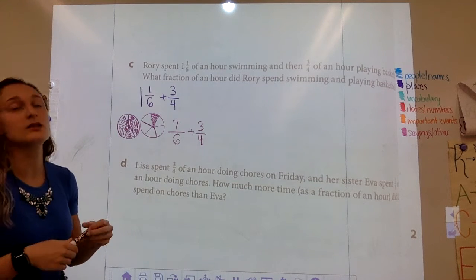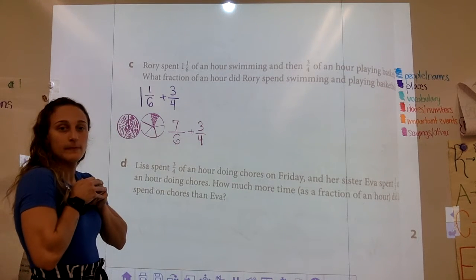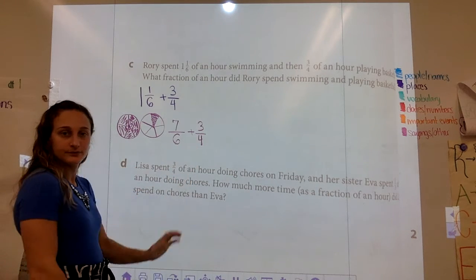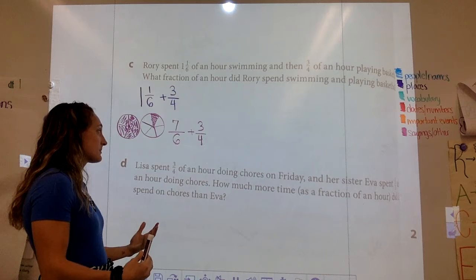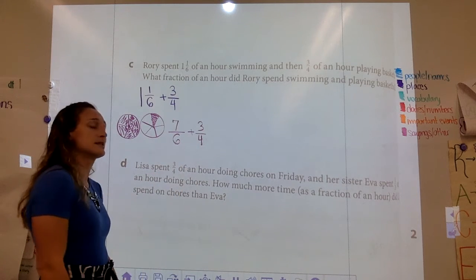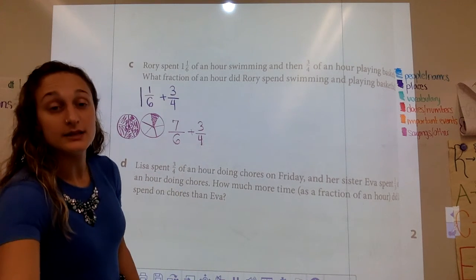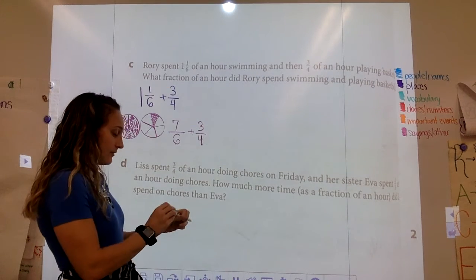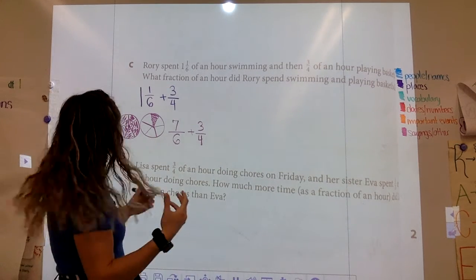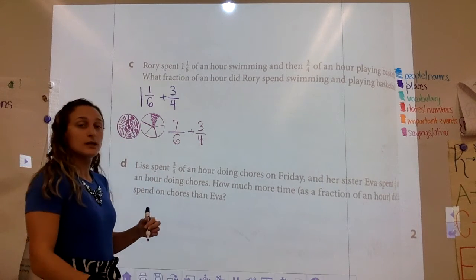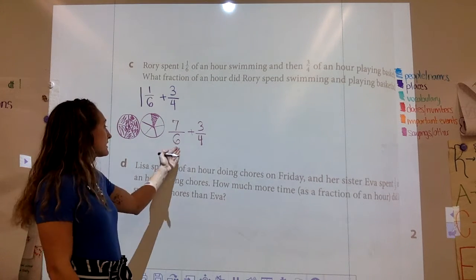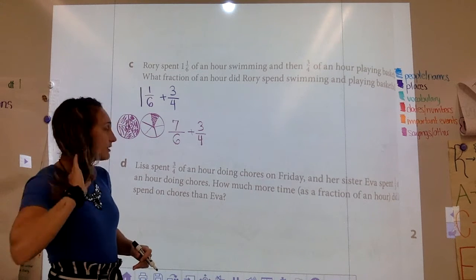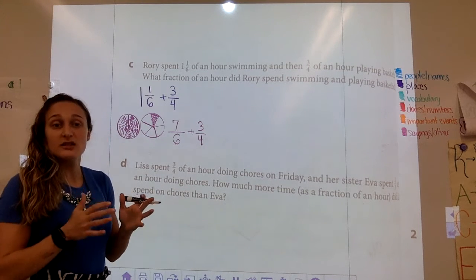But sadly, these don't match. The first thing I'm going to ask myself: can I turn this 4 into a 6? And the answer, sadly, is no. So my next step here, I'm going to start listing out all of the numbers, multiples of 6 and 4, so that I can find a common denominator that is the smallest number possible.